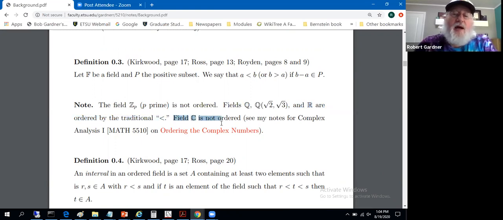Funny story, the complex numbers are not ordered. Click on the link in the online notes, hyperlinked to some notes from Complex Analysis 1, in which it's shown that the complex numbers are not ordered. In other words, the complex numbers do not have a positive subset. You can't classify every complex number as positive, negative, or 0. It won't work. The imaginary numbers cause some problems. So the complex numbers are not ordered.